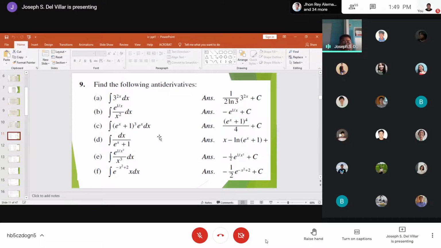Okay, letter C. The integral of e to the x plus 1 closed quantity raised to the third times e to the x dx.